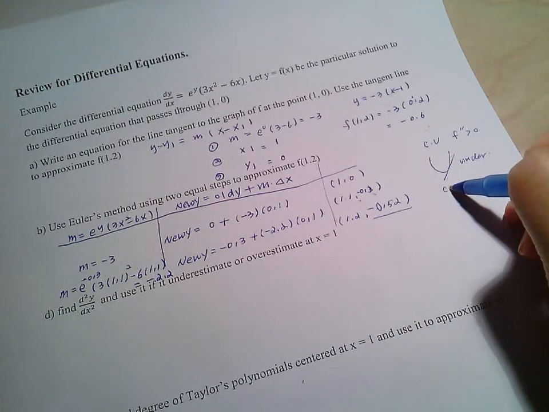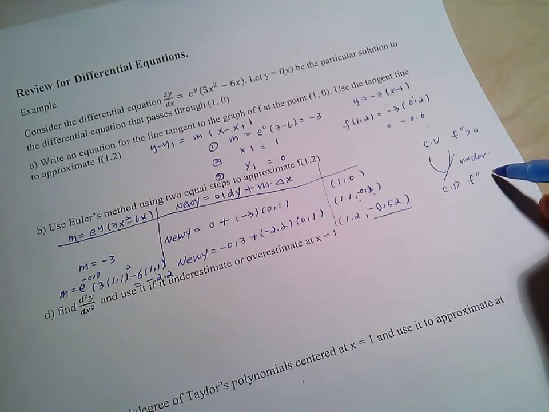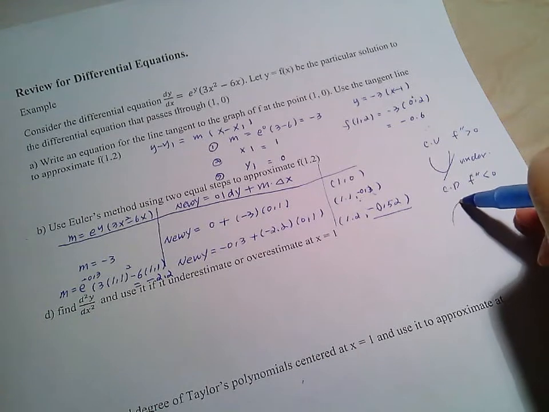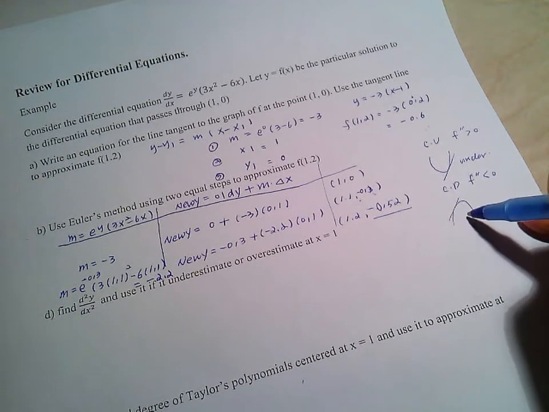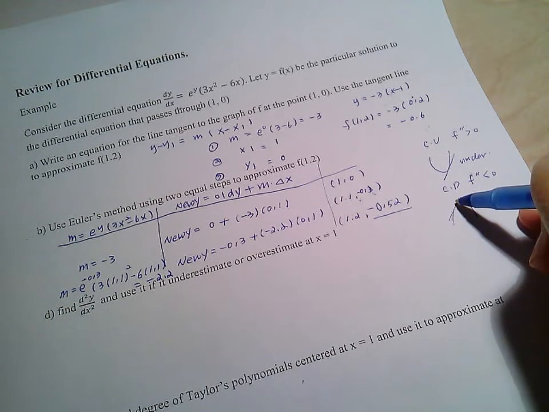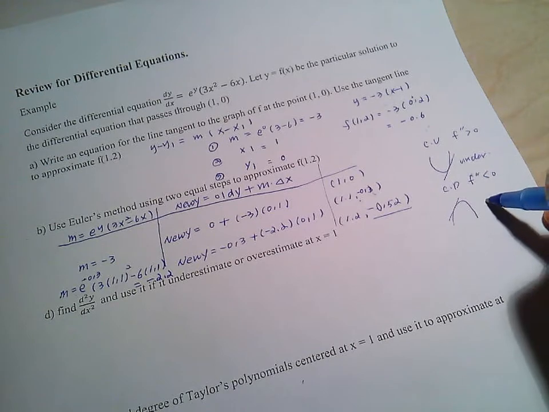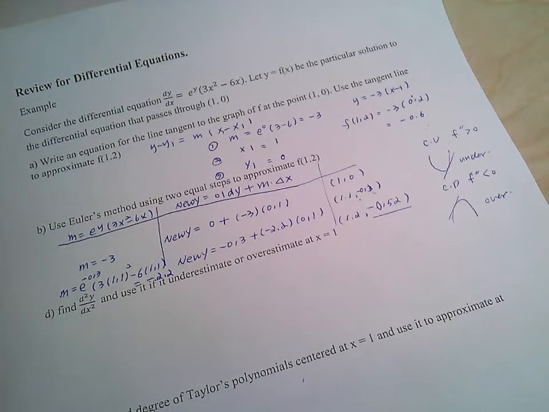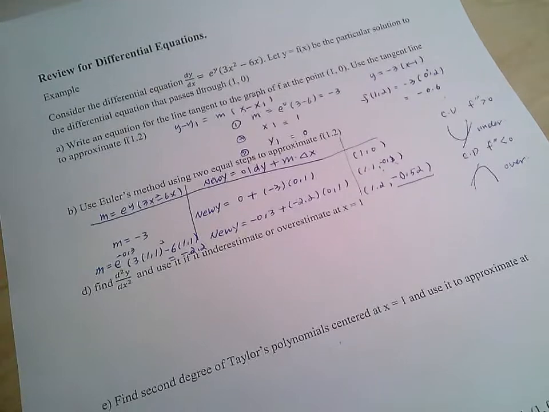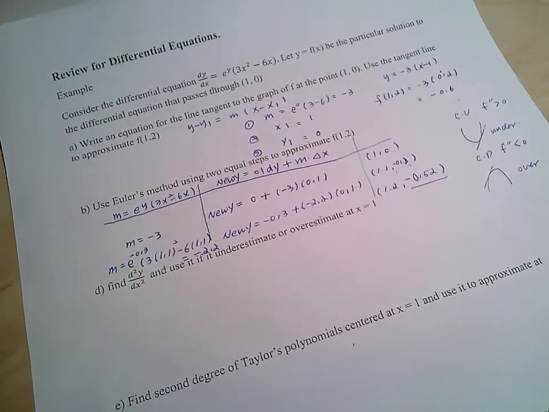Now concave down, which means the second prime is less than 0. We know this one is a sad face. If you draw the tangent line, it is above the graph, right? So which means this one is an overestimate. So underestimate and overestimate is about the second prime.